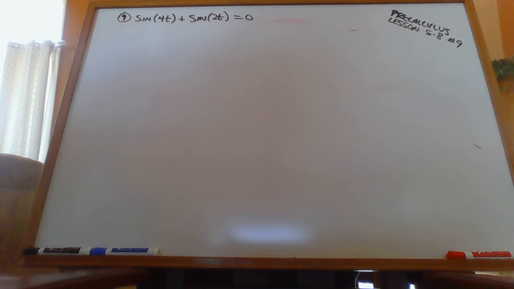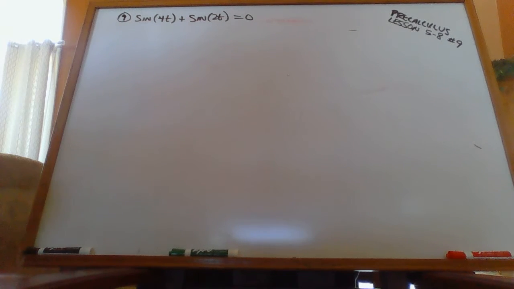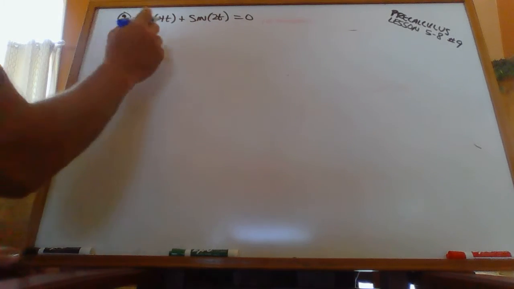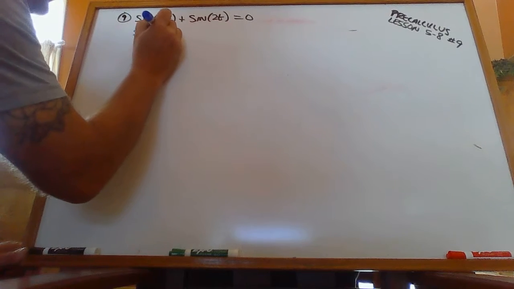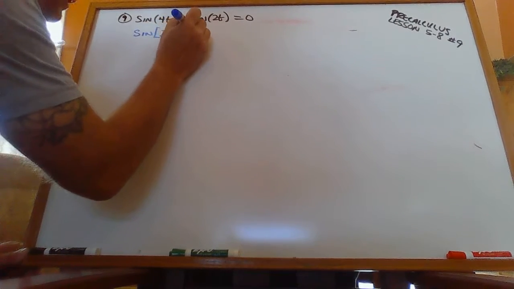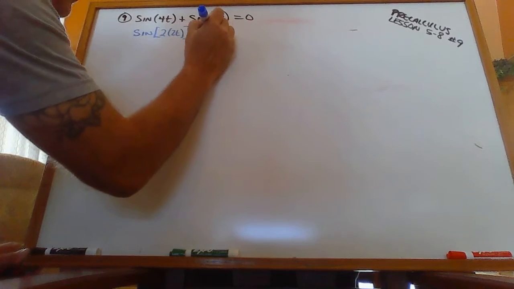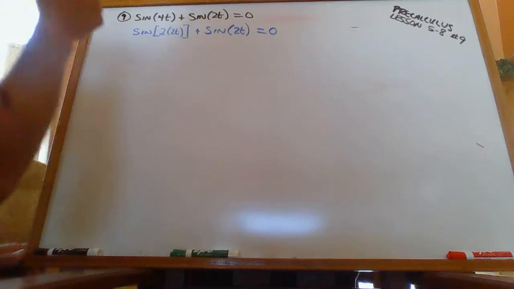And I was just going to send you the solution, and I thought, well, they're going to need to see how to go through the steps. So here we go. The first one's one of the more difficult ones, I think, for people to think of. So the sine of 4t is actually the sine of 2 times 2t plus the sine of 2t equals 0.